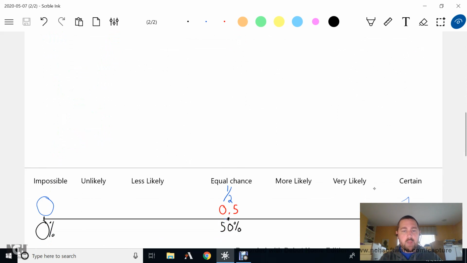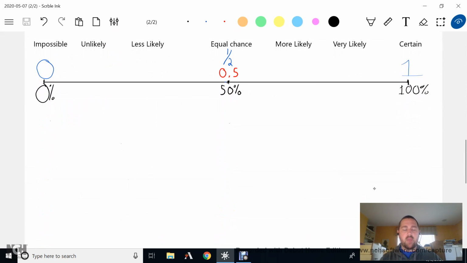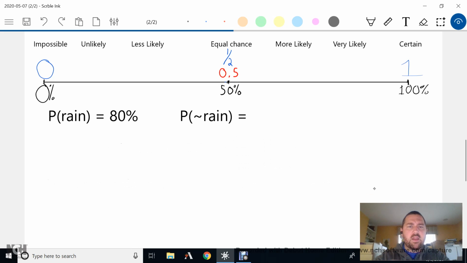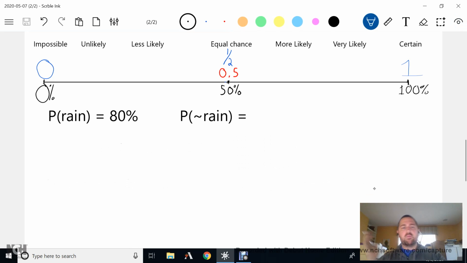Got a new number line down here. A couple of questions. The first one: the probability of rain is 80%. What is the probability of not rain? We've seen questions like this before. We learned that theoretically, if you add up the probability of something happening and the probability of it not happening, you should get 1, or 100%.